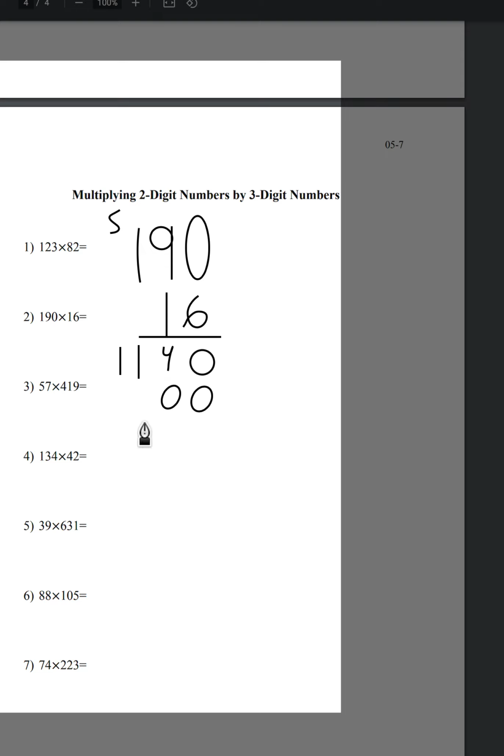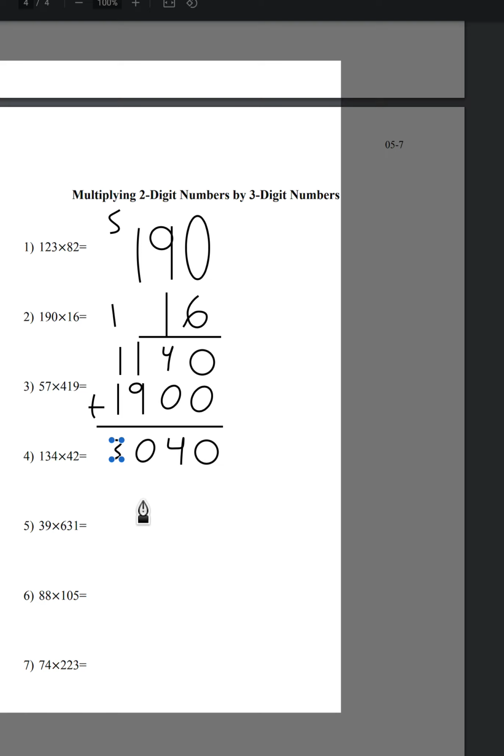1 times 9 equals 9, and 1 times 1 equals 1. So you'll just add these together, like what I did on the last page. And if you carry the 1, this should be 3,040. Yep. All right, let's do 6.